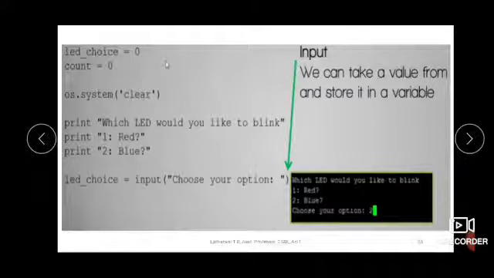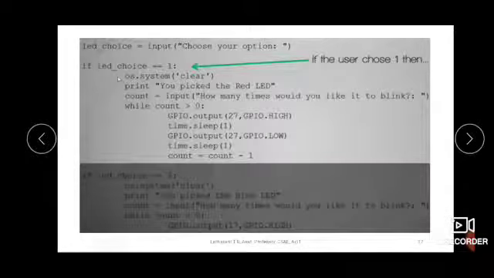See here, which LED you would like to blink. Then it is giving the option, 1 is red, 2 is blue. Then choose your option. So 2 is given here. Likewise you can execute the program, and you can also improvise this program.